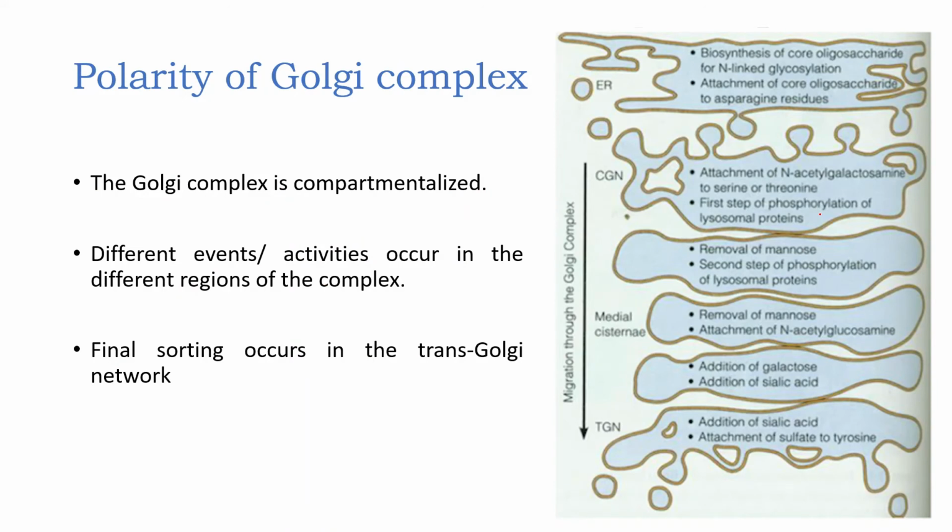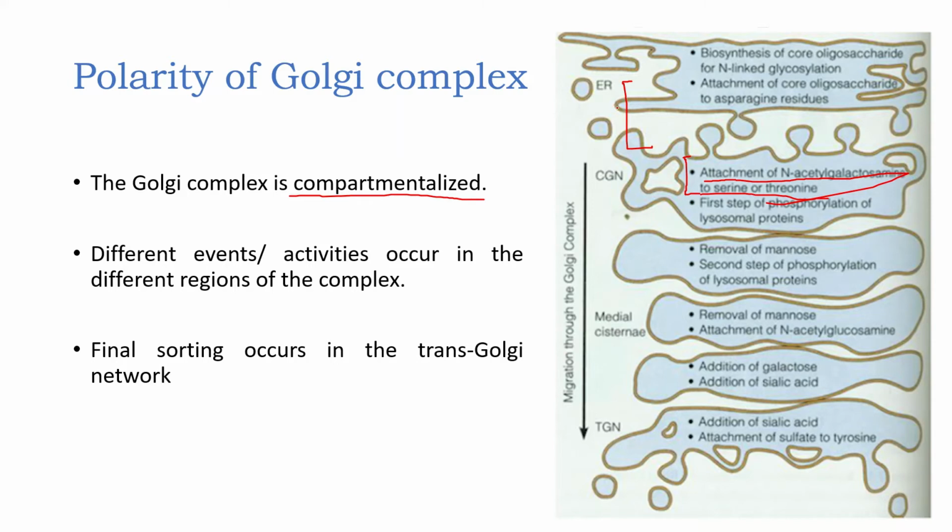Now, the entire Golgi apparatus is compartmentalized. What do I mean by compartmentalized? Different processes occur in the different regions of the stack. Say for example, glycosylation of proteins occurs in the ERGIC. So ERGIC is somewhere here. N-linked glycosylation starts in the ER and it ends in Golgi. Then here, can you see? First attachment of N-acetyl galactosamine to the serine and threonine residues. This is O-linked glycosylation. So all the glycosylation events occur in the ERGIC and the cis-Golgi network.